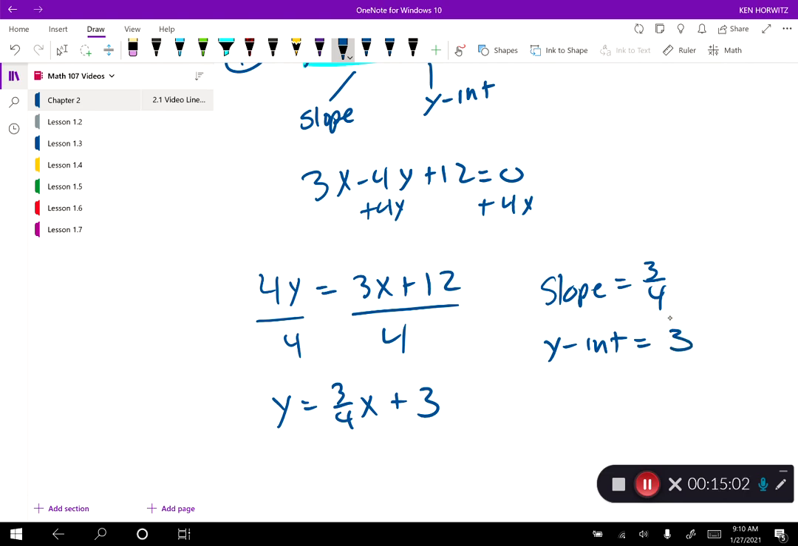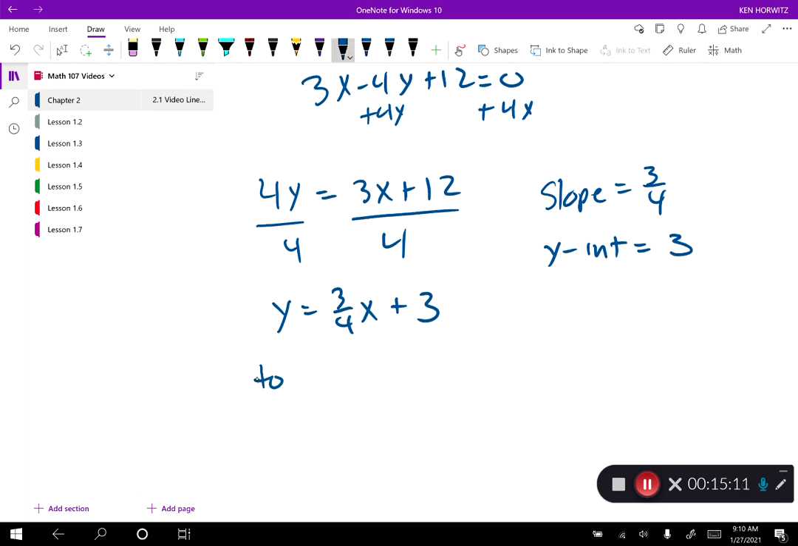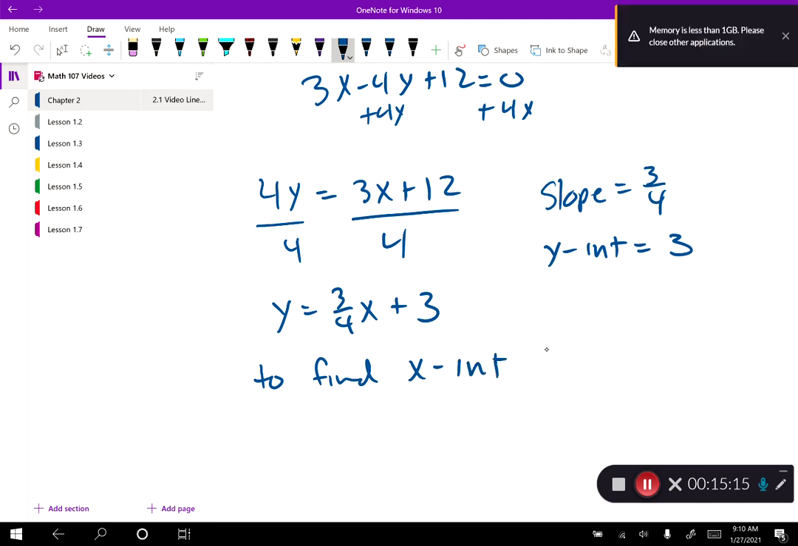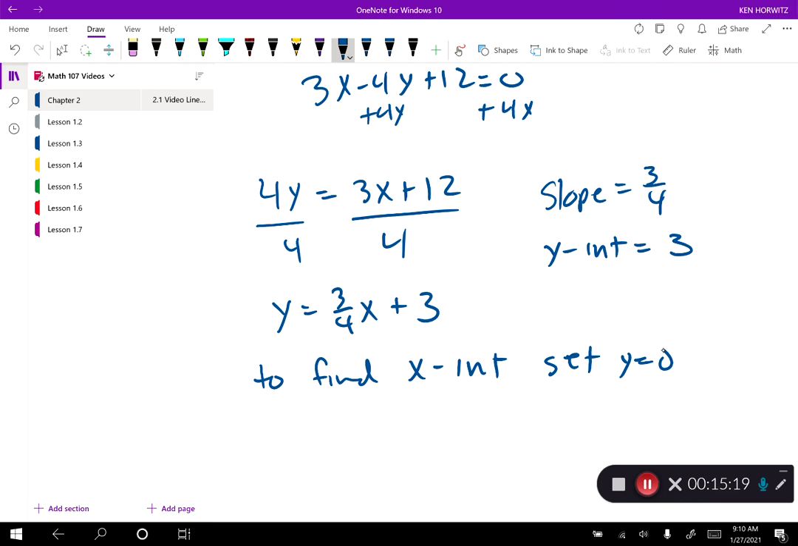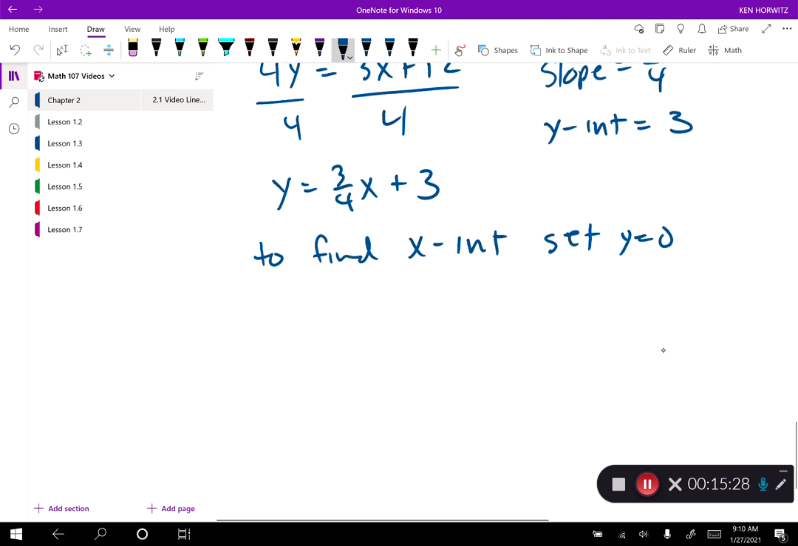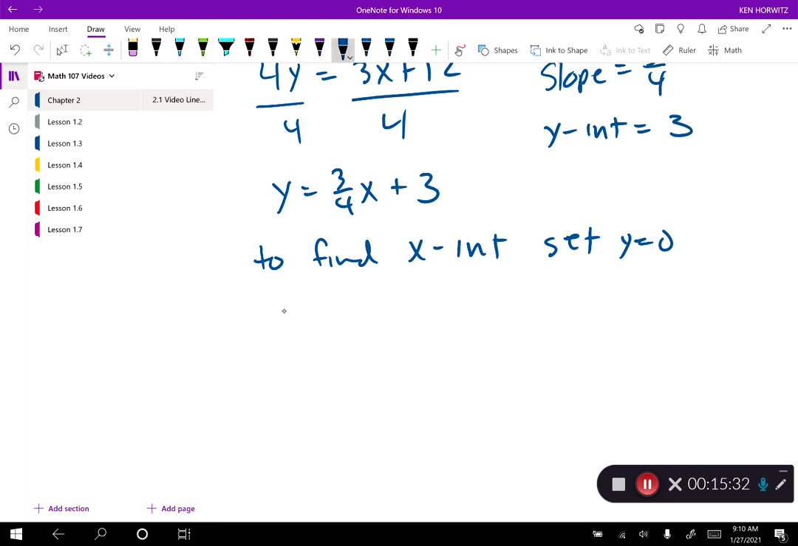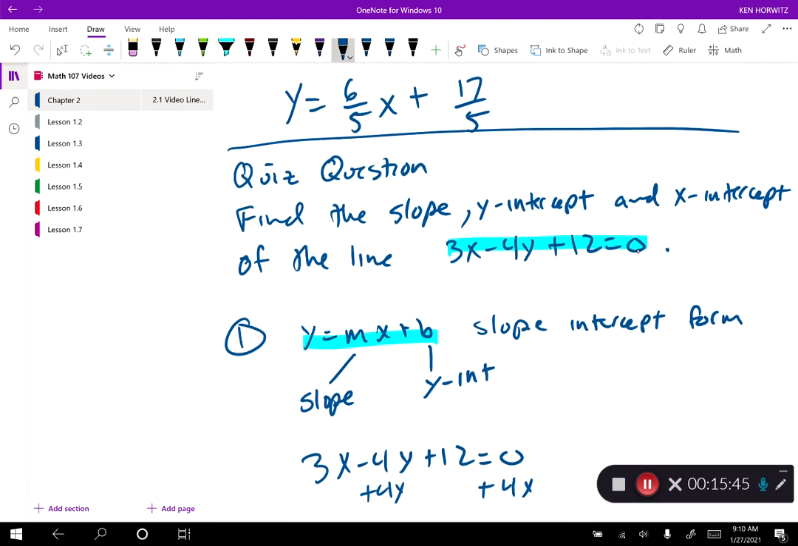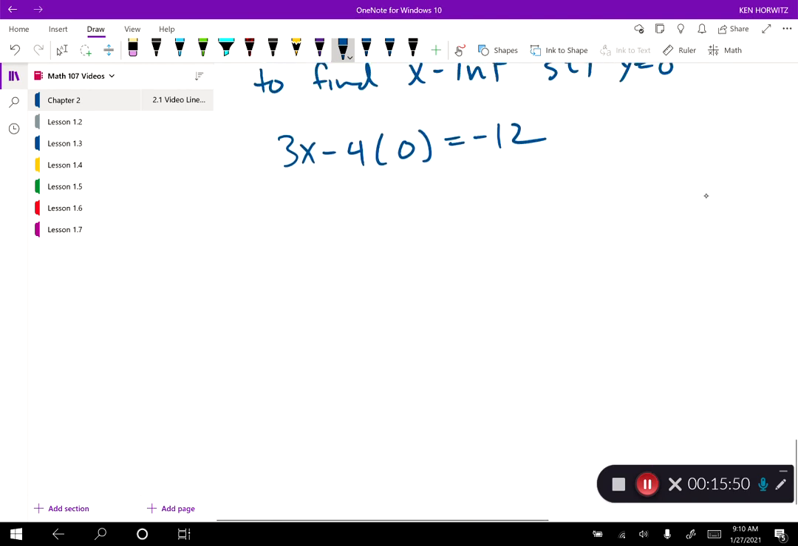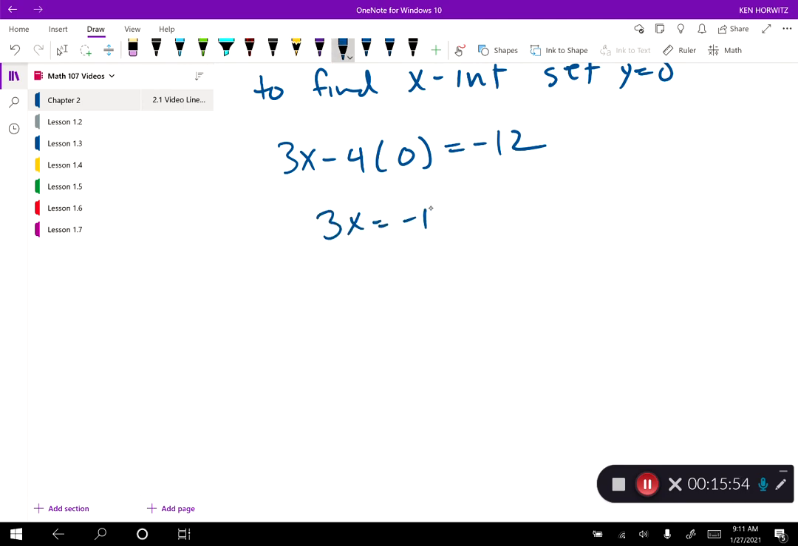And now to find my x-intercept, what do I do? I let y equal 0. Set y equal to 0. Now you could do it in the original equation, or you could do it in this equation. I like using the original equation. In most cases, it probably makes things easier. So I have 3x minus 4y equals -12, right? So I've done a little work with this equation as well. I moved the 12 to the other side in an effort to try to solve it. All right, so we're left with 3x equals -12 and x equals -4, and there is my x-intercept.